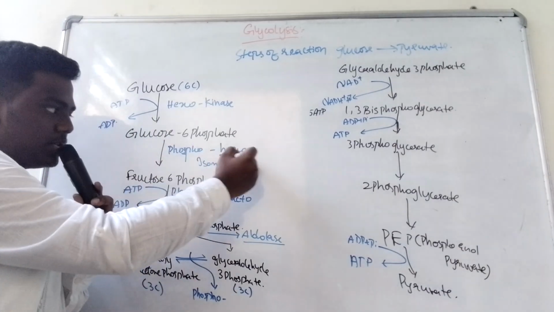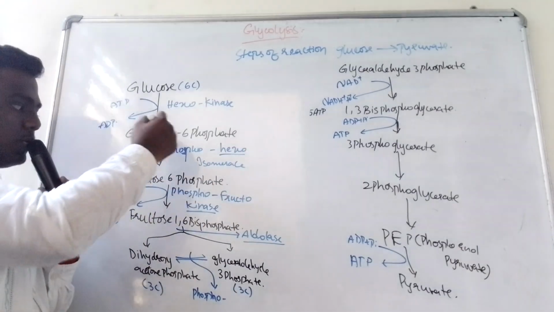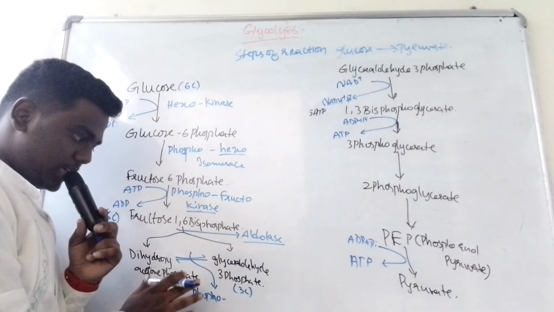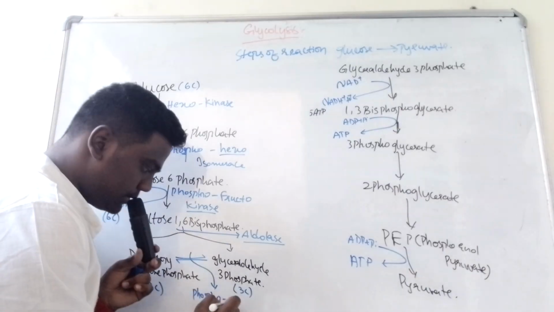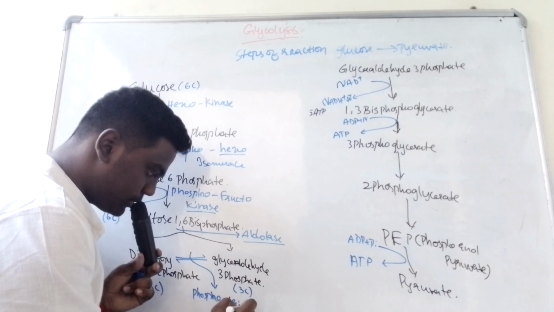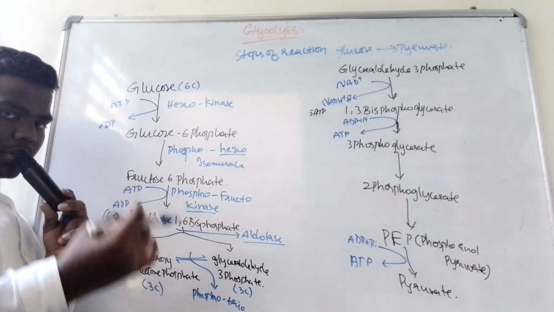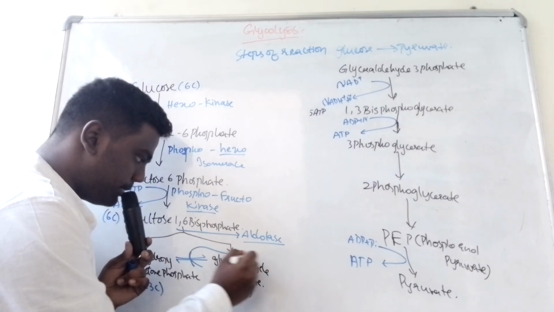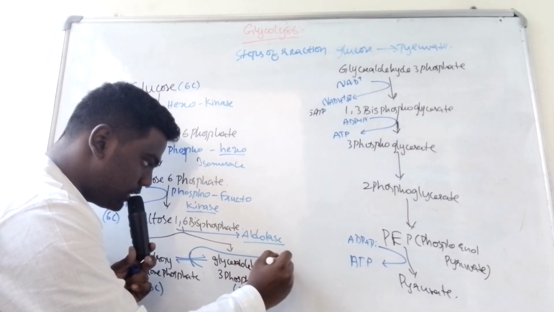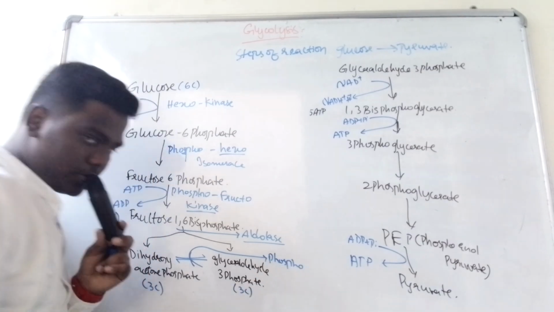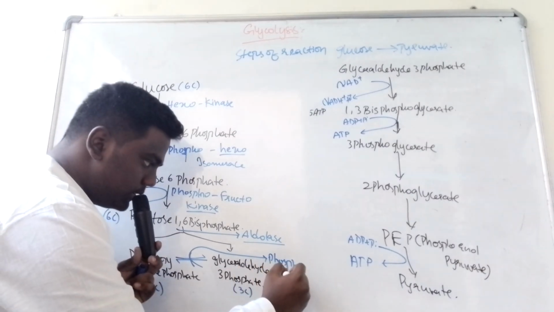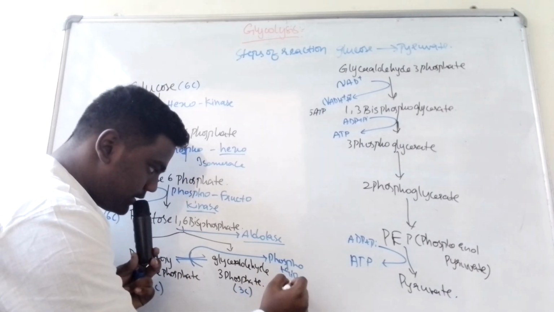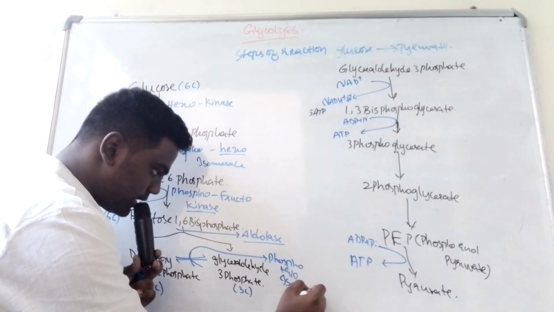Here we said hexo. Why? Glucose and fructose are 6 carbon atoms, so we said hexo. But here these are 3 carbon atoms, so you say trio. Phospho trio, not visible. I am writing it here. Phospho trio, isomerization taking place, so isomerase.